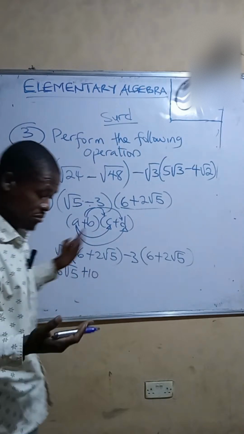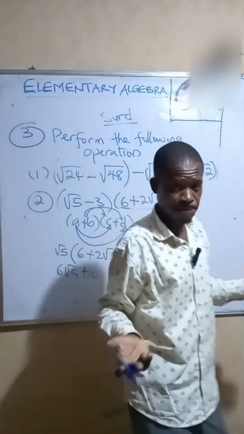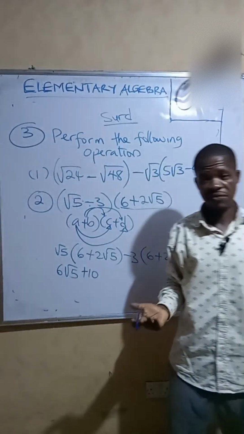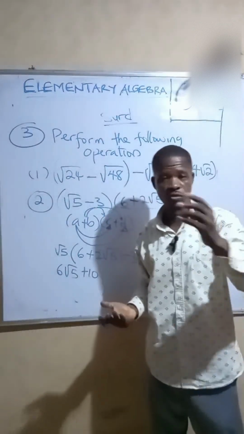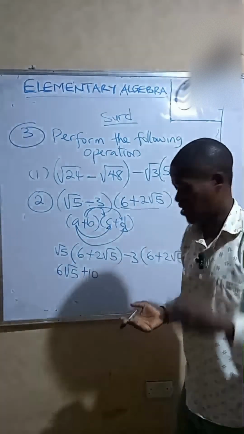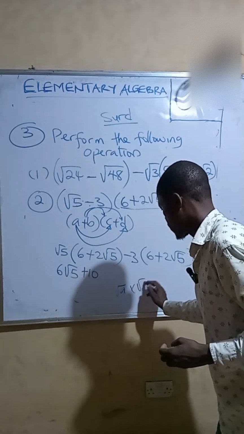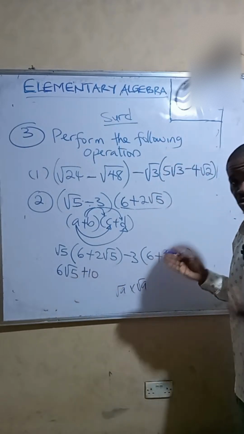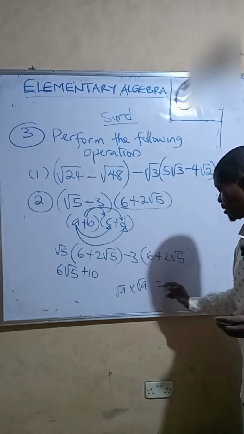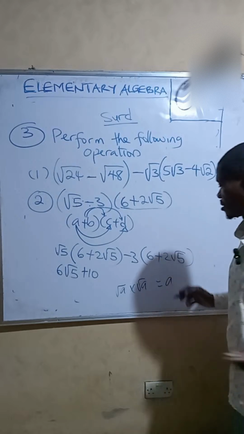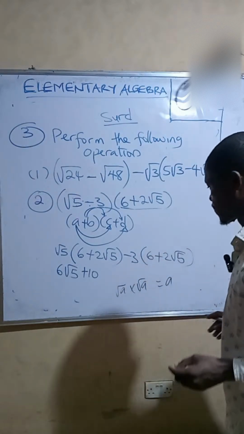Actually, root 5 times root 5, that's root 25. And root 25 is what? Is 5. But you don't have to waste your time. Don't forget root a times root a. Anytime you are multiplying roots together, it's going to give you the content. Okay, and that's that.